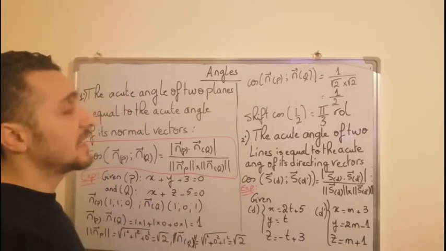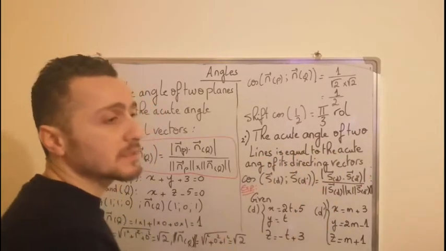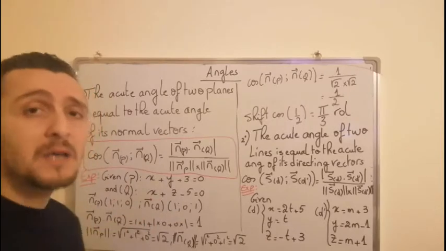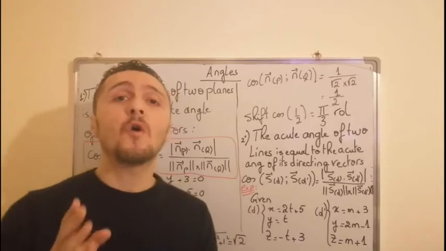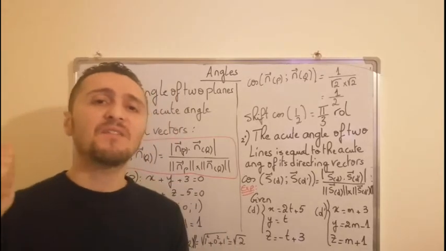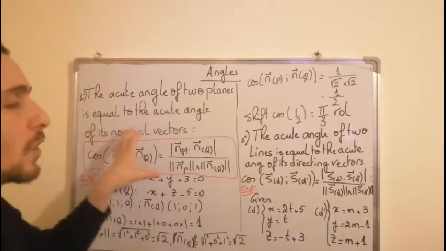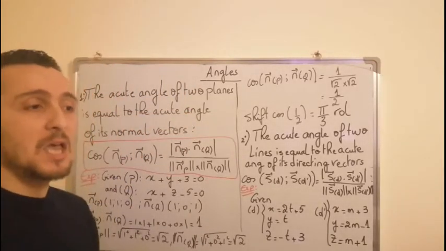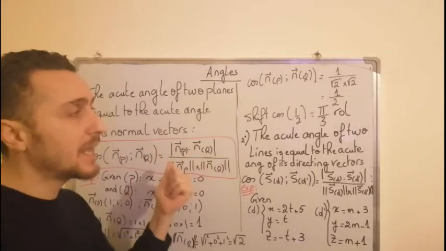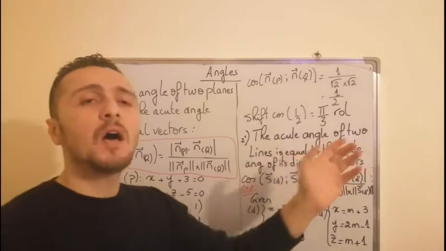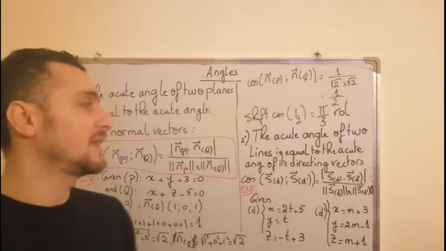Second part is the acute angle of the two straight lines. The acute angle formed by two straight lines is equal to the acute angle formed by its directing vectors. So it's similar to the angle formed by the two planes. In the two planes we use the two normal vectors of these planes, but for the acute angle of two straight lines we have to use their directing vectors.